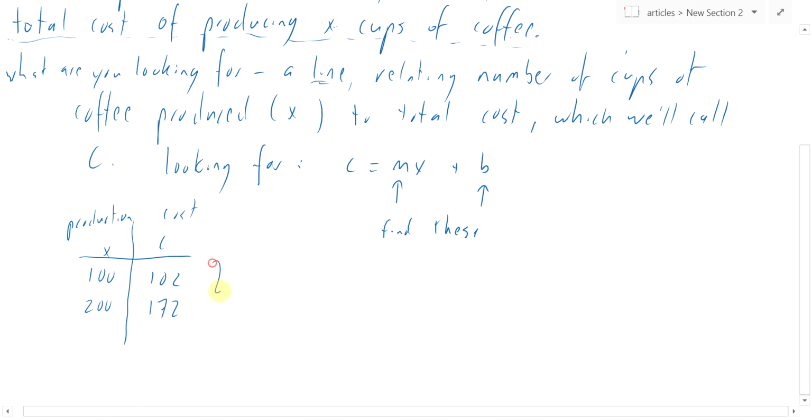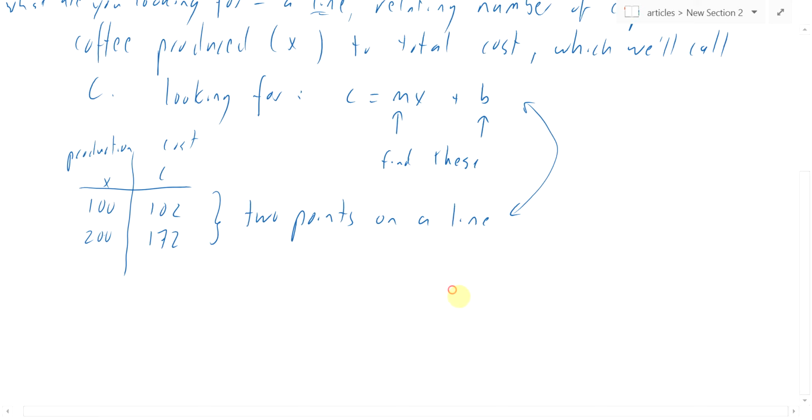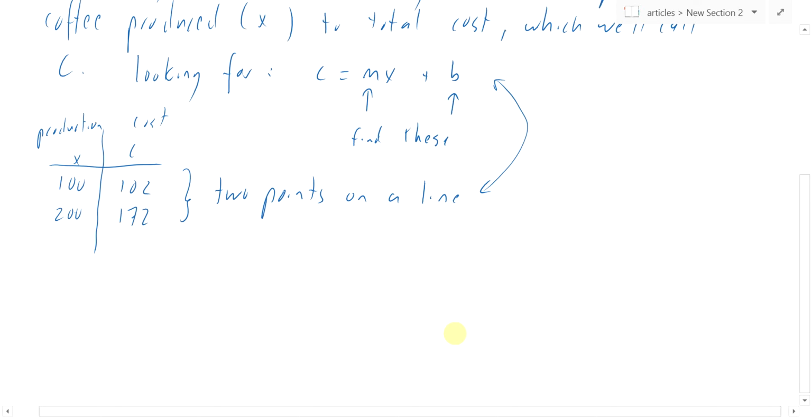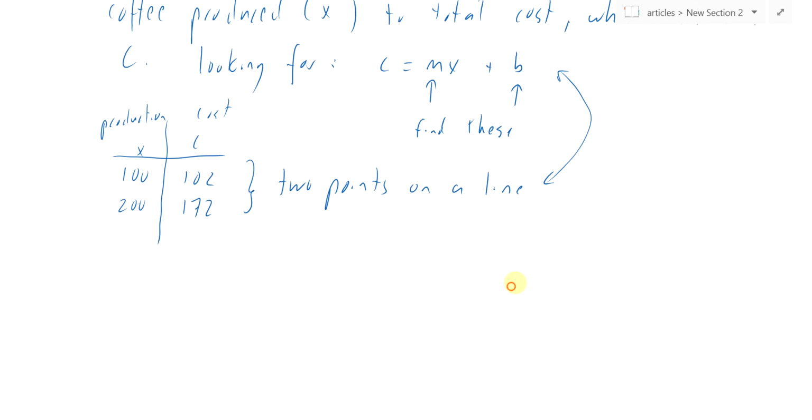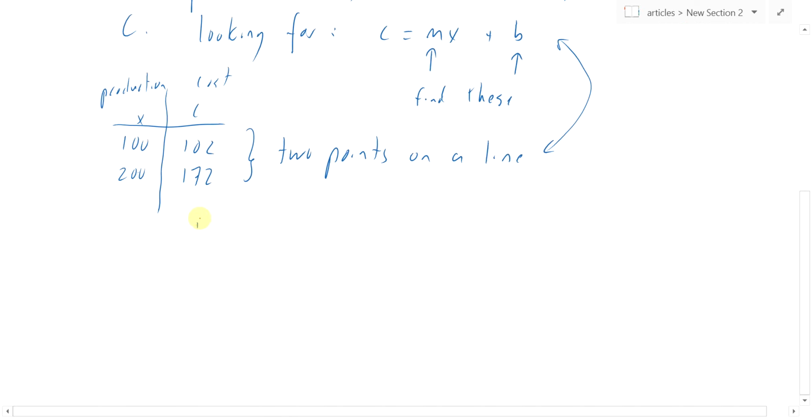So what do we have? We have 2 points on a line. And which line are they on? They are on our cost and production line. Right? We know if we make 100 cups, it costs us $102. We know if we make 200 cups, it costs us $172. So our 2 points are (100, 102) and (200, 172). So once we have 2 points, we know how to actually find the equation of the line. So how do we do that?